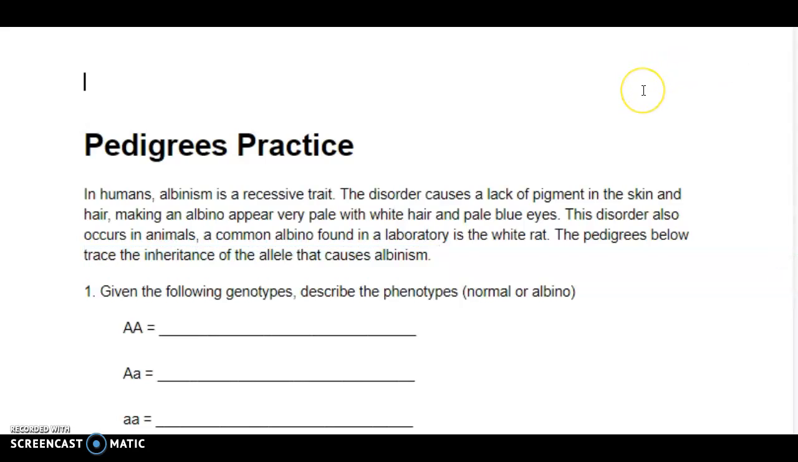Now we're going to get just a little more practice using pedigrees. We're going to look at the Pedigrees practice worksheet. It's there in your Google Classroom. So in humans, albinism is a recessive trait. So it tells us there it's recessive.